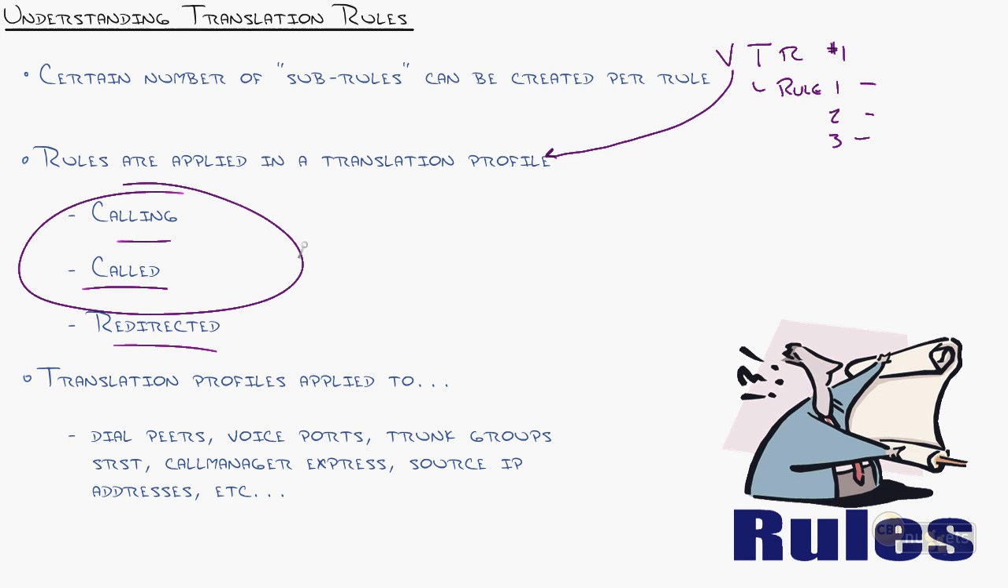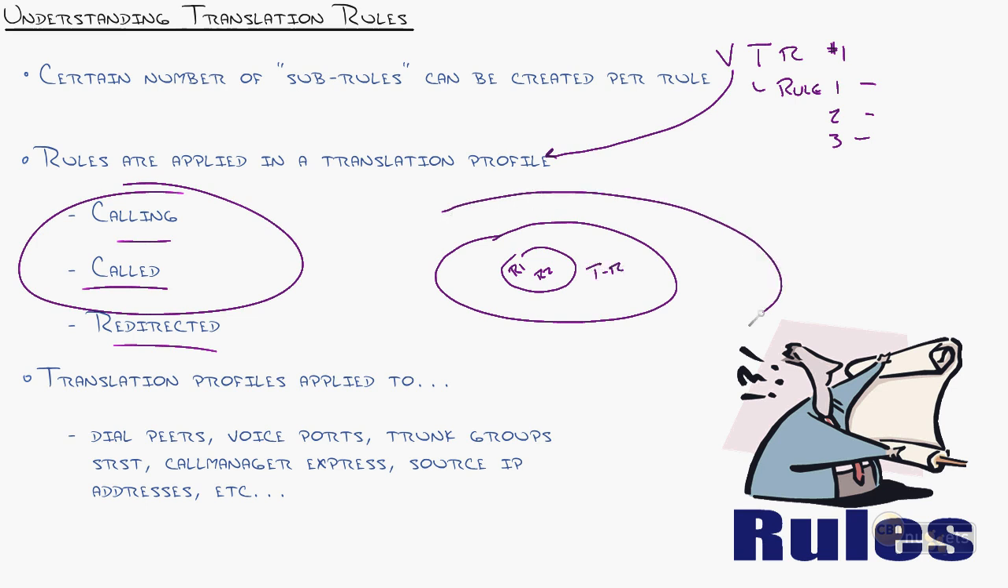So let me draw it like this. Think of it like we've got these rules. So I've got my rule 1, rule 2. You take all those rules. I'm taking kind of an opposite approach, and you put those into a translation rule. And then you take the translation rule and then you put that into a translation profile, which defines what that translation rule does.